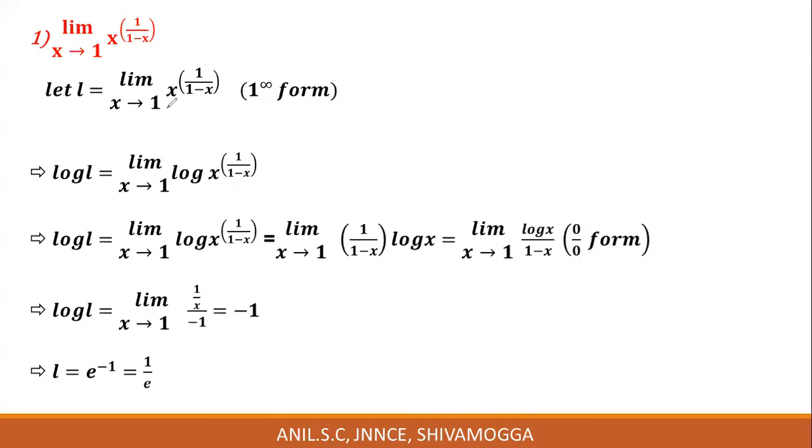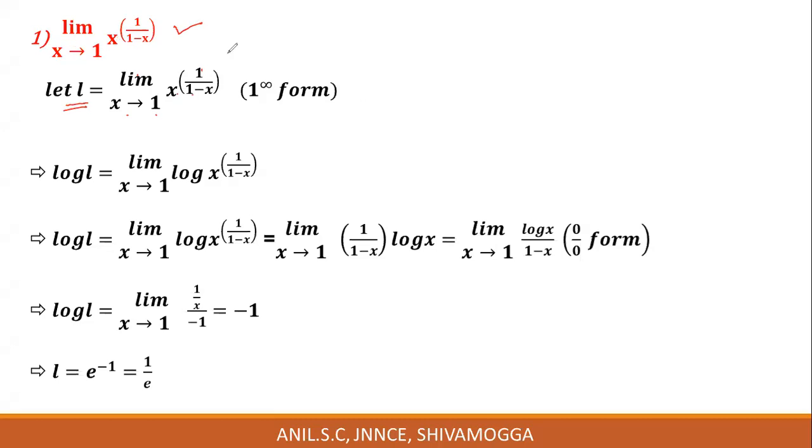Let this limit be L. You take L is equal to the limit as x tends to 1 of x power 1 divided by 1 minus x. First, identify the indeterminate form. What kind of indeterminate is this? I've taken this limit as L. Try to identify the indeterminate form.